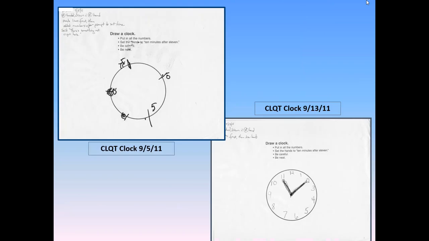And you can use the clock to assess changes. This was sent to me by another of my former students, Ellen McCracken, who's in the field now. She assessed someone with a clock just shortly after onset. And you can see how disordered this is on 9/5/11. And then on 9/13/11, virtually a full recovery. And this person went on to spend very little time in rehab and go home.